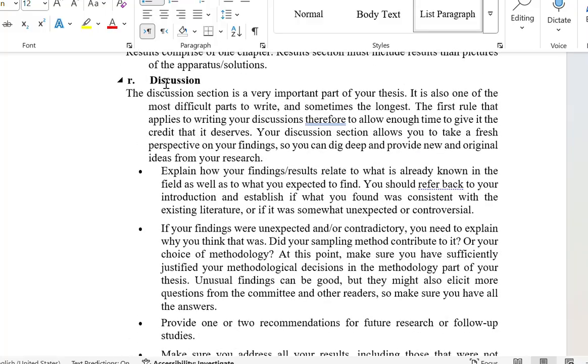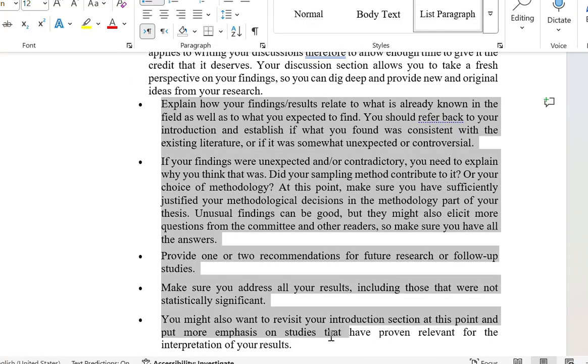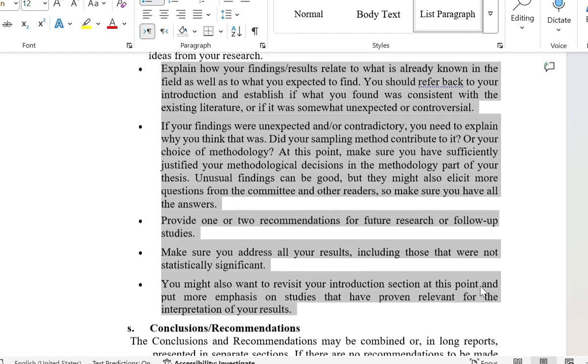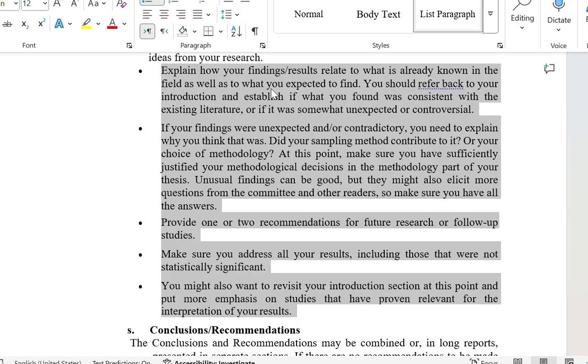So, for the discussion they have mentioned some more aspects, so you can give it a quick read. Explain your findings and results in relation to whatever is already known. You should refer back to your introduction and establish whether you have found something consistent with the existing literature, whether you find it the same, or whether you find it controversial. If your findings are unexpected and controversial, you need to explain why you think this happened. Why do you think your methodology is different, or the sample is different, or the procedure is different, or maybe the genetic makeup is different, or what happened?